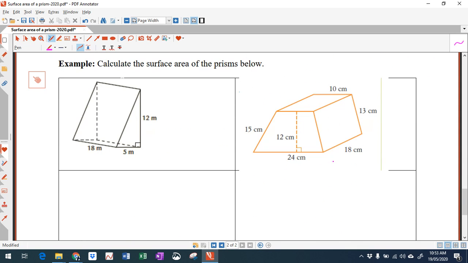Okay, let's look at these two. Now, first one, to calculate the surface area, let's start off with an easy one. We'll go with the bottom.